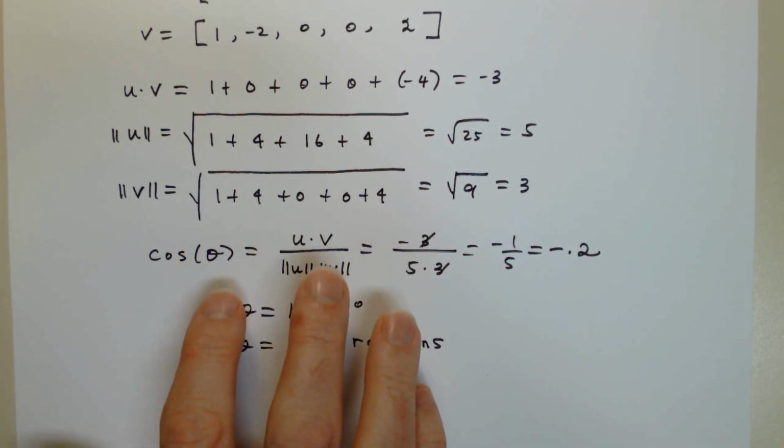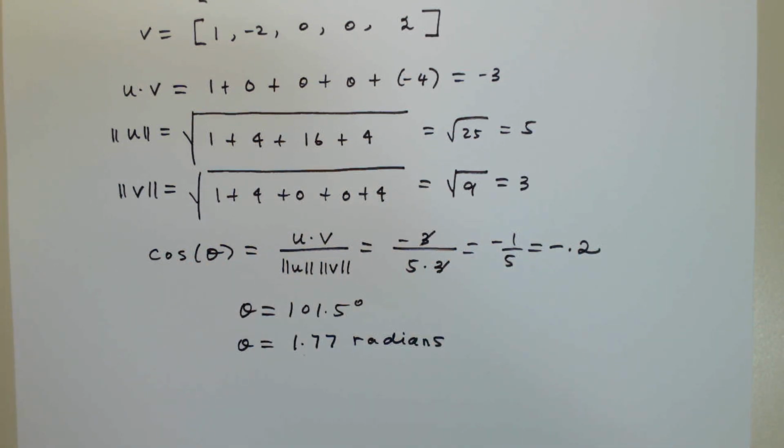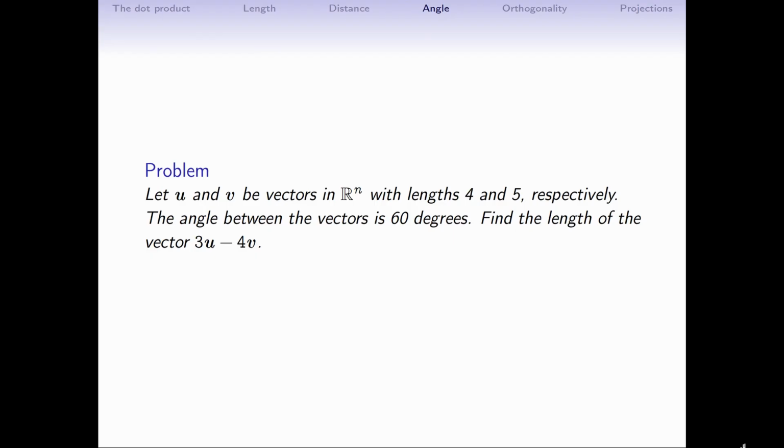And so we can get a simple answer for the cosine and then invert that. All right, let's head back to the class notes. All right, let's put all of our theory to work here. In this problem, we're going to let u and v be vectors in Rn with lengths 4 and 5 respectively. The angle between the vectors is 60 degrees. We want to find the length of the vector 3u minus 4v.